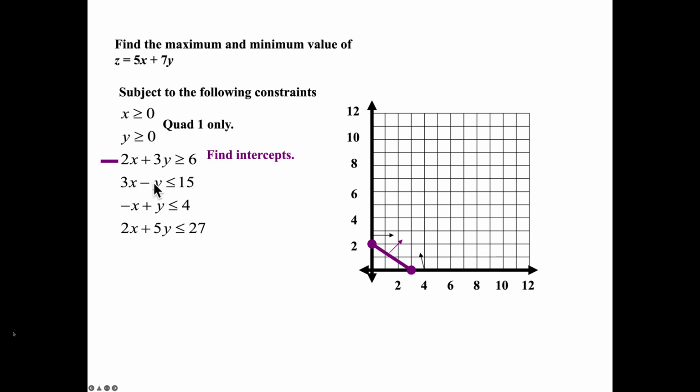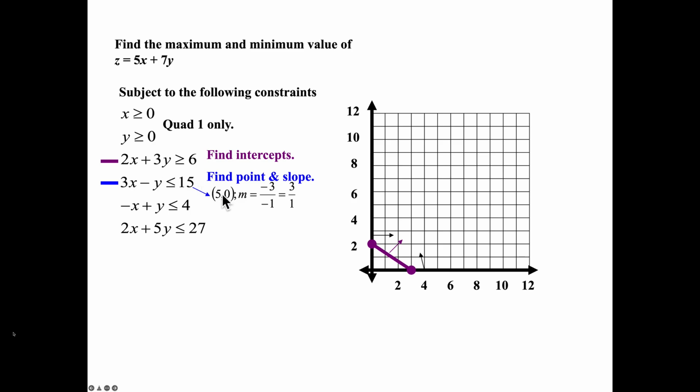3x minus y less than or equal to 15. Well, let's see. I suppose you could solve this for y, but you're going to have a constant of 15 or negative 15, and that's not going to fit here. So let's do this. Let's find a point and a slope. Cover up the y. 3x equals 15, x equals 5.